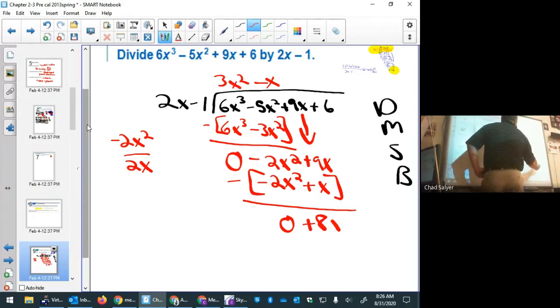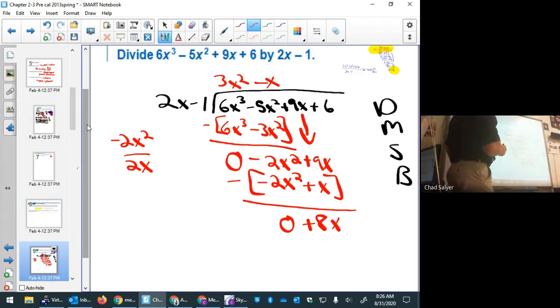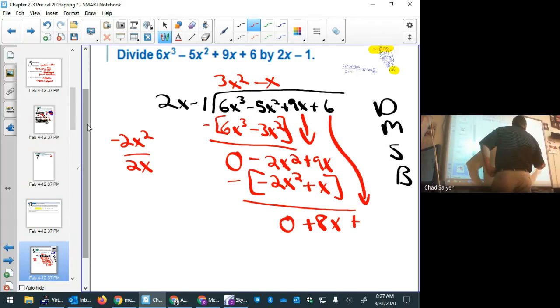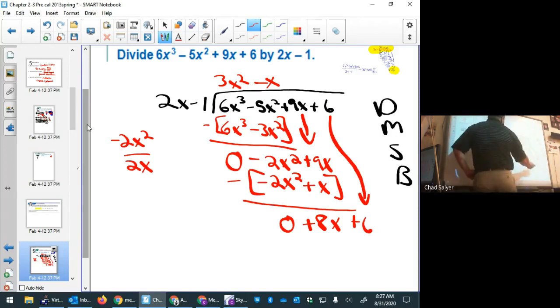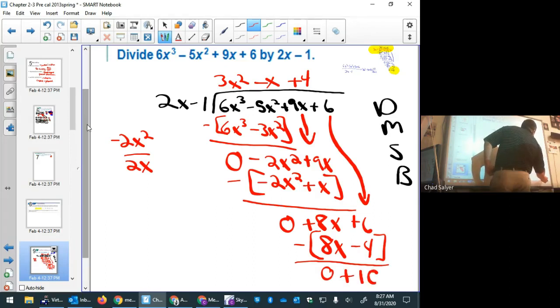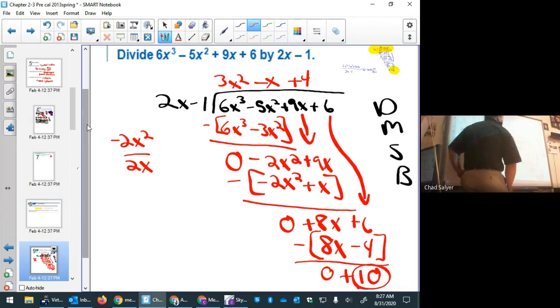8x. Good. And so now, last time, we're going to bring down 2x goes into 8x plus 4 times. 4 times 2x is 8x. 4 times minus 1 is minus 4. So this is going to be 0 plus 10. So we do have a remainder.